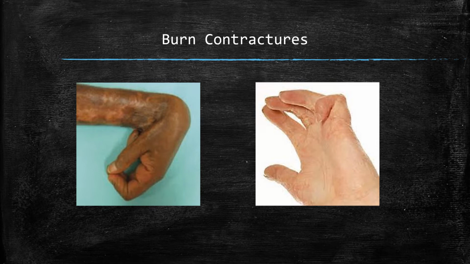Of course, prevention is best with early skin grafting, but to manage an established contracture will require releasing the scar to free up the joint and then the placement of a skin graft, ideally a full thickness graft, which leads to better function.